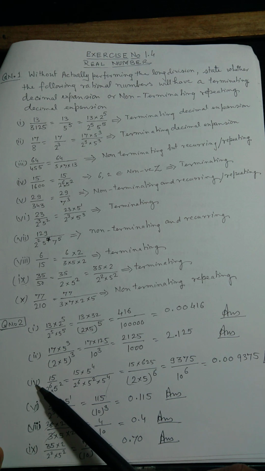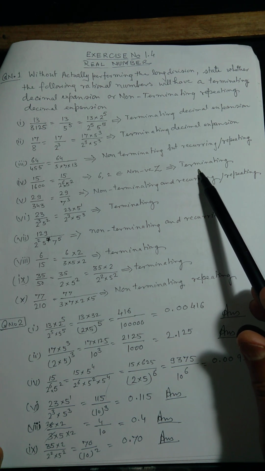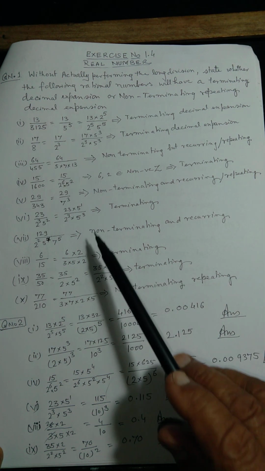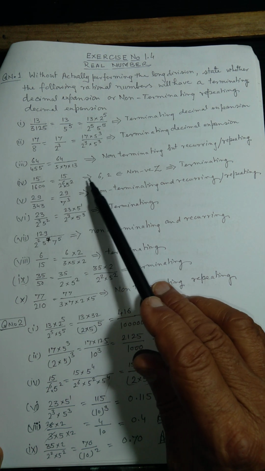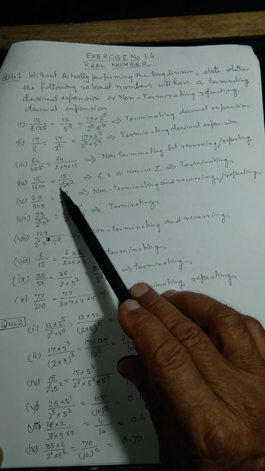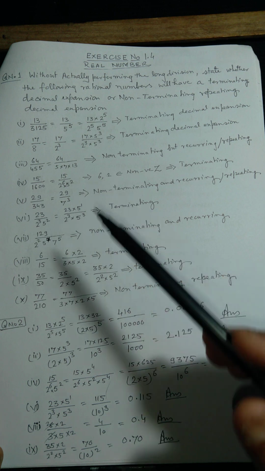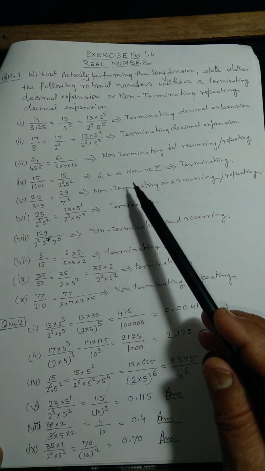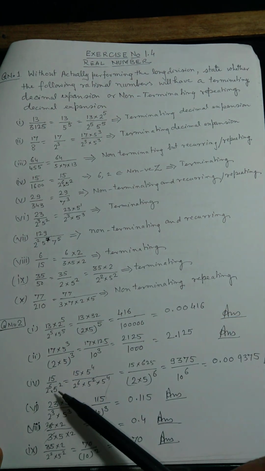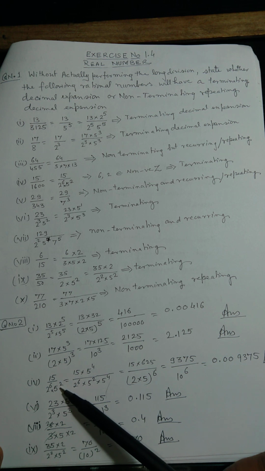Now fourth part. You see fourth part, it is also terminating. Here I have already mentioned this is in the denominator part, the power of 2 is 6 and the power of 5 is 2. So which question was this? Fourth part. Yes, fourth part here. 15 upon 2 raised to power 6, 5 raised to power 2.